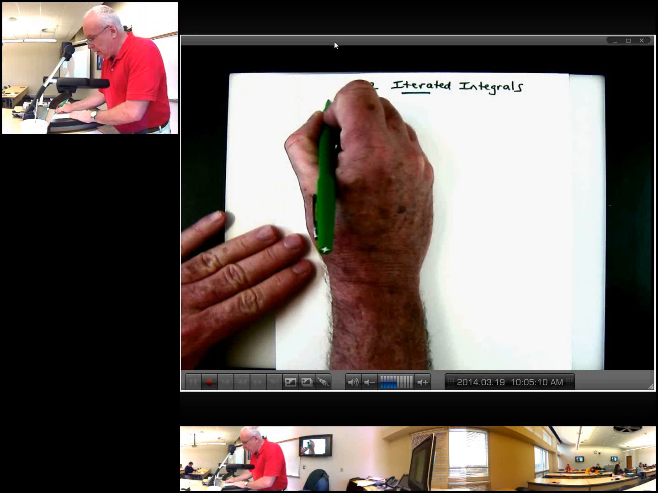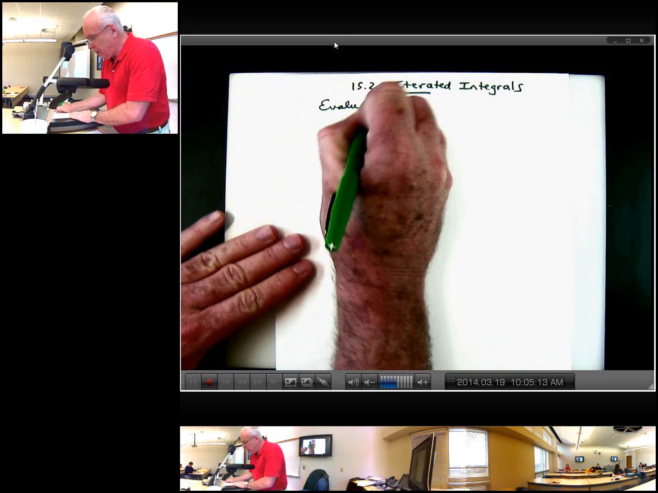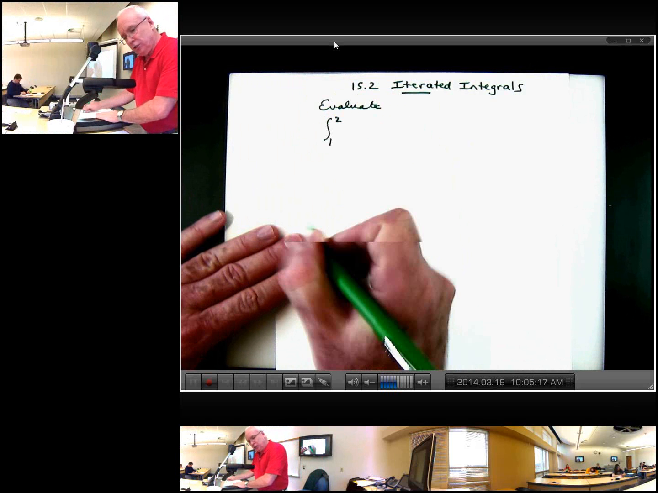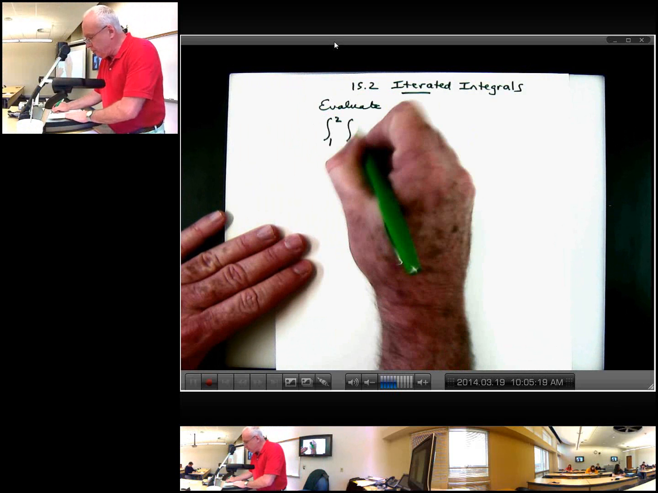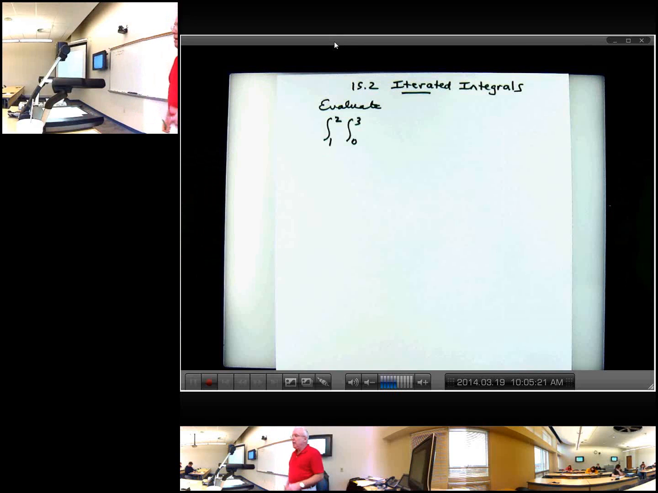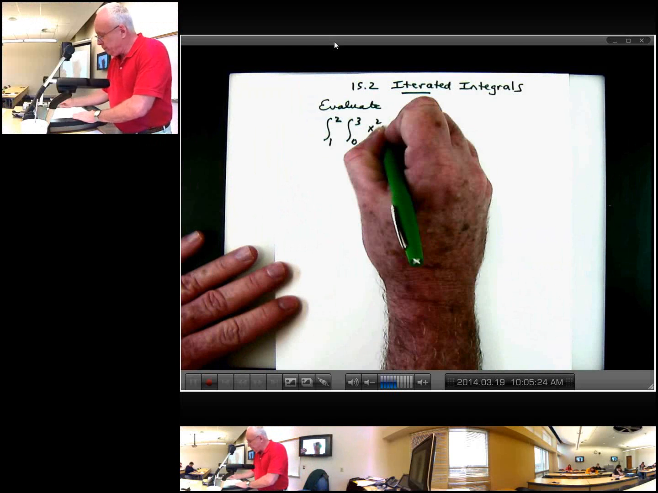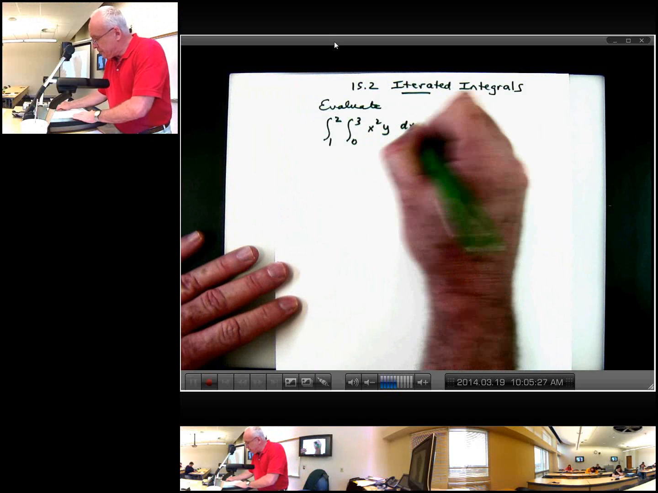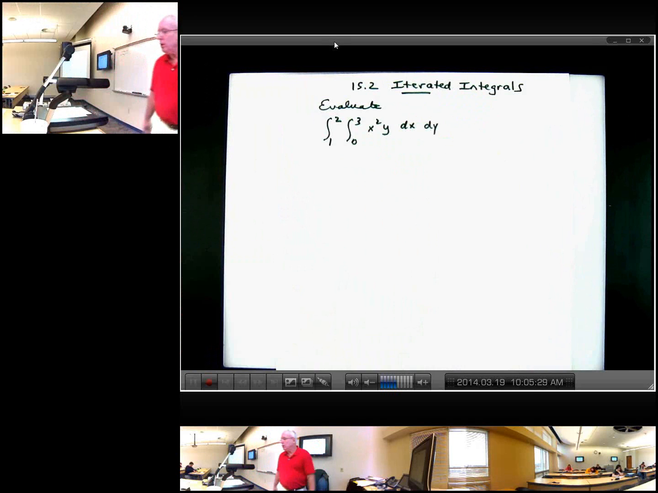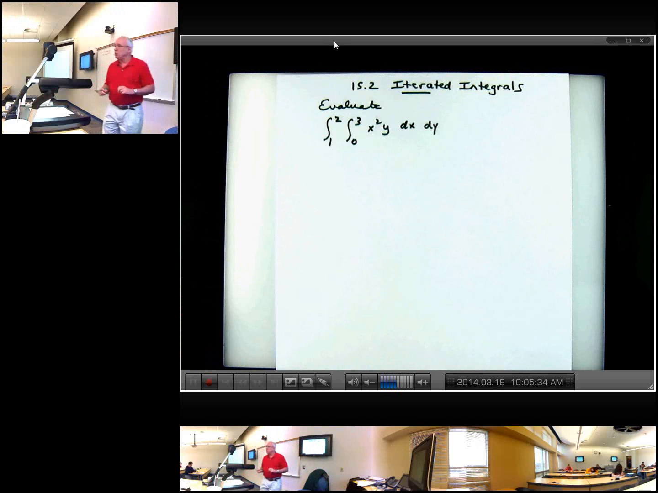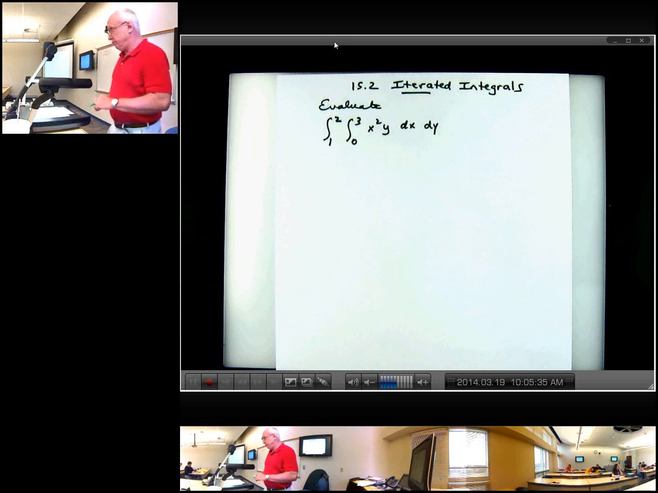So evaluate this. Now we have a double integral. We have the integral from 1 to 2, integral from 0 to 3, and then we have our function, in this case x squared y. And then we have dx, and then dy. Basically, what we have here is an integral within an integral.